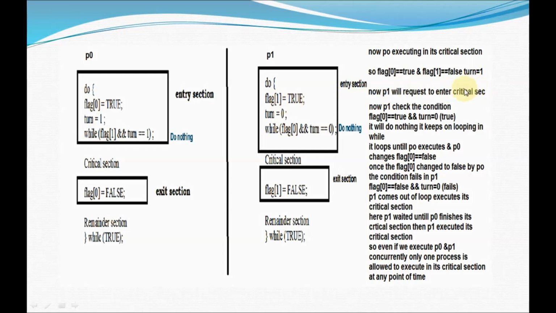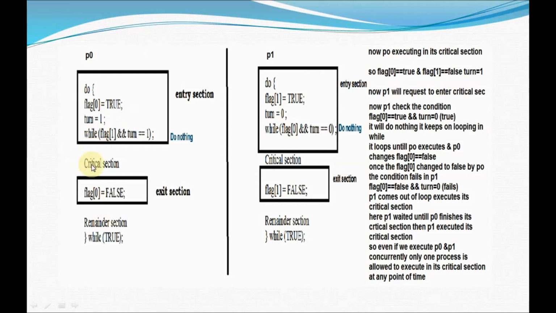See here, flag 0 is equal to true, P0 has changed that value, but flag 1 is still false because P1 is not executing, P0 is executing. That's why flag 1 remains the same, but the flag 0 value changed to true here. The turn value is also changed from empty to 1 by P0. You can see the same explanation I am doing here.